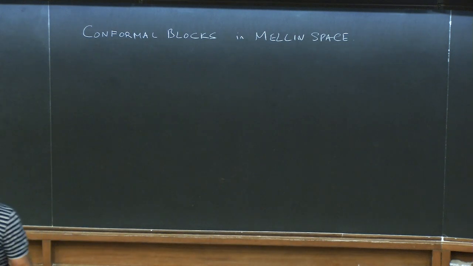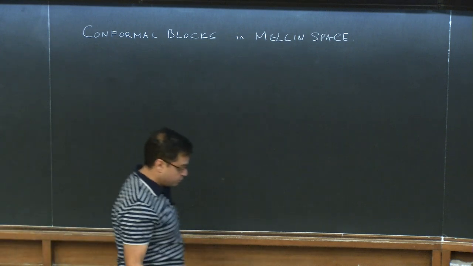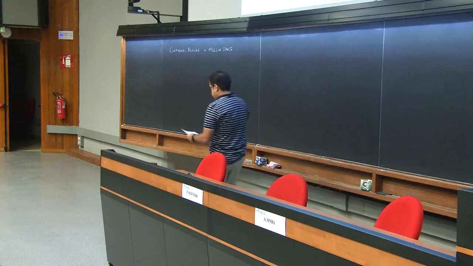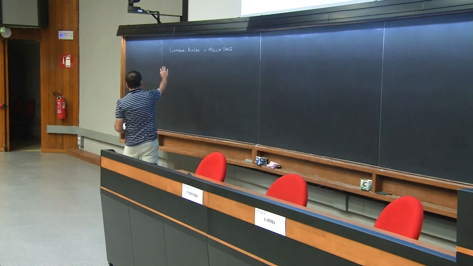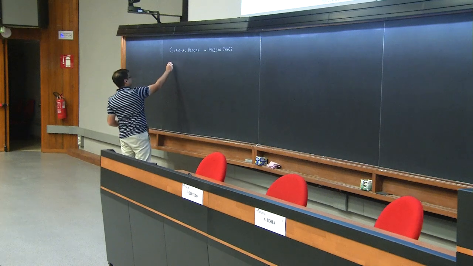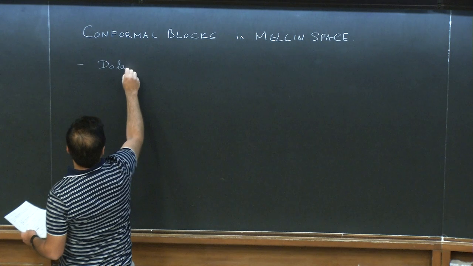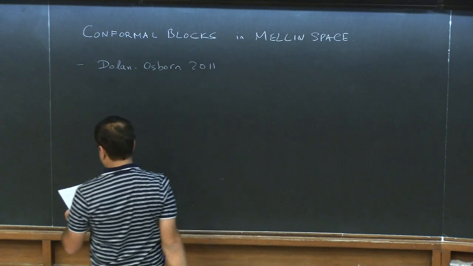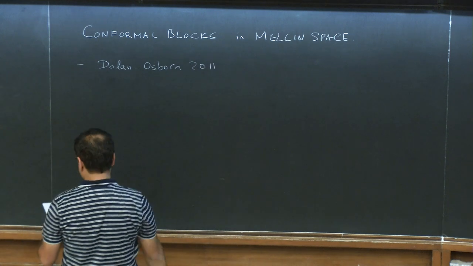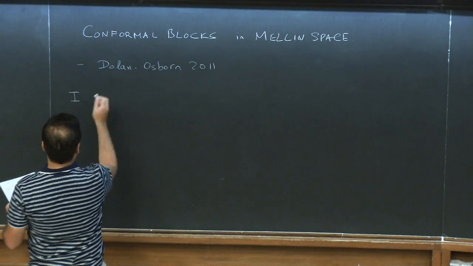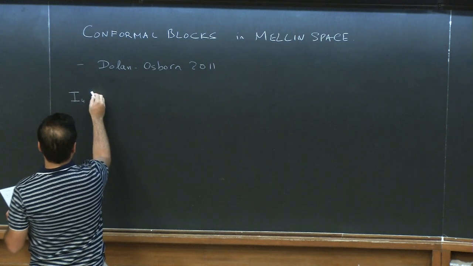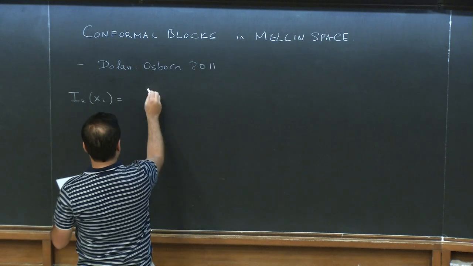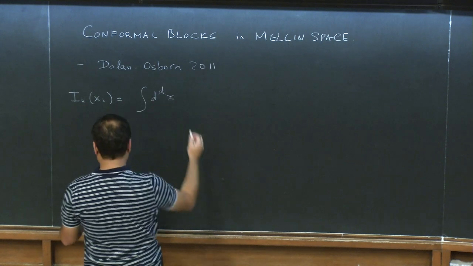So there's an integral representation of the conformal blocks. Yesterday I told you that they satisfy a differential equation, but there's also an integral representation of the conformal block. I don't have the time to review the integral representation, but if you want to learn about it, it's very well covered in Dolan and Osborn in 2011. So the idea is that when we write down the integral representation in position space, you need to do a certain class of integrals which look like this. There is some normalization factor here, but there is an integral over a position that you need to do.